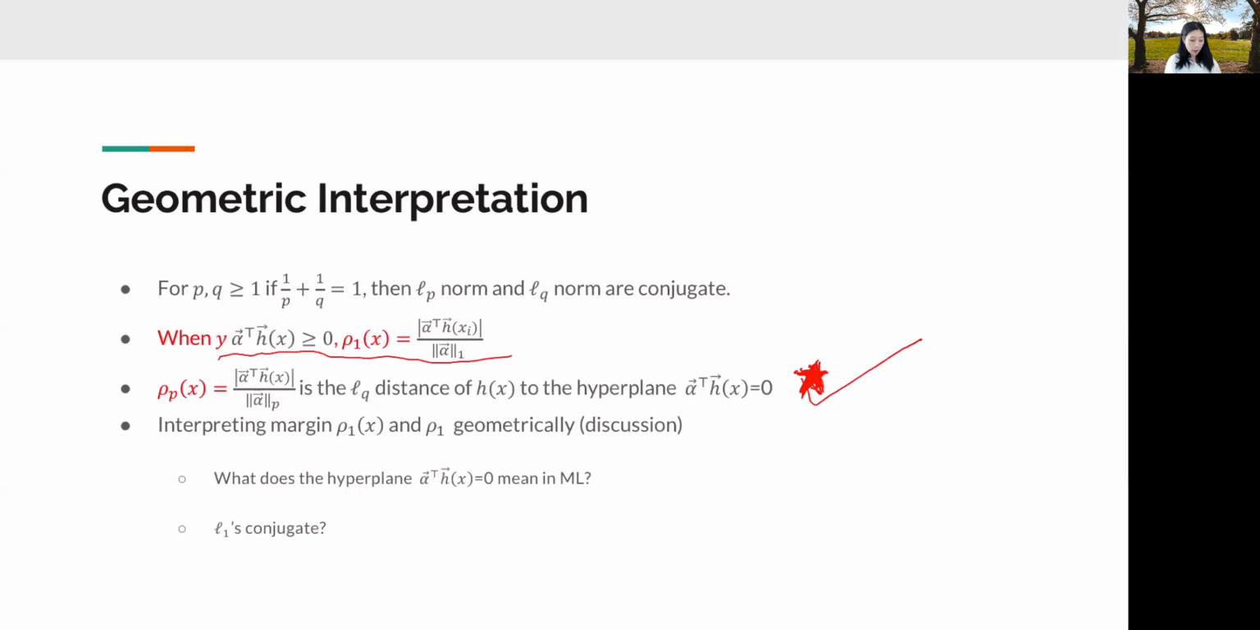Of course, if it is rho 1 of x, then this is the L infinity distance of h(x) to the hyperplane alpha transpose h(x) equals 0. Now, as you can see, I'm already putting this question here. What does the hyperplane alpha transpose h(x) equals 0 mean in machine learning? What is this hyperplane?